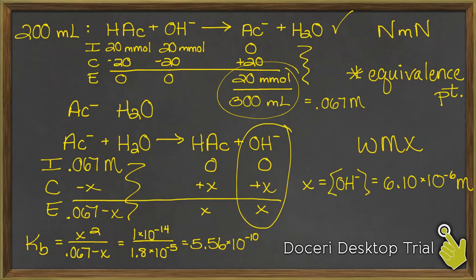Probably the easiest thing to do would be to find the pOH first. So I'm going to plug that in. Negative log of 6.1 times 10 to the negative 6. I get a pOH of 5.21, okay? But what I'm interested in is the final pH, 14 minus 5.21. I get 8.79. Final answer.